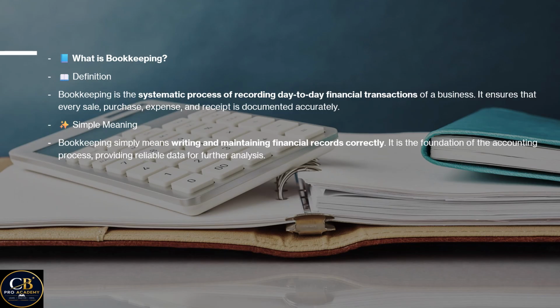Now let's see the definition. What is bookkeeping? Bookkeeping is the systematic process of recording day-to-day financial transactions of a business. It ensures that every sale, purchase, expense, and receipt is documented accurately. Simple meaning: bookkeeping simply means writing and maintaining financial records correctly. It is the foundation of the accounting process, providing reliable data for further analysis.